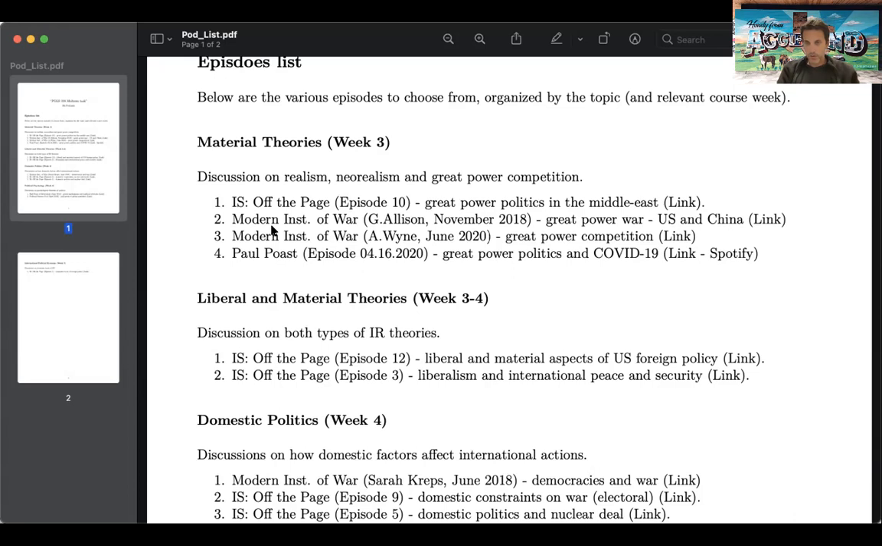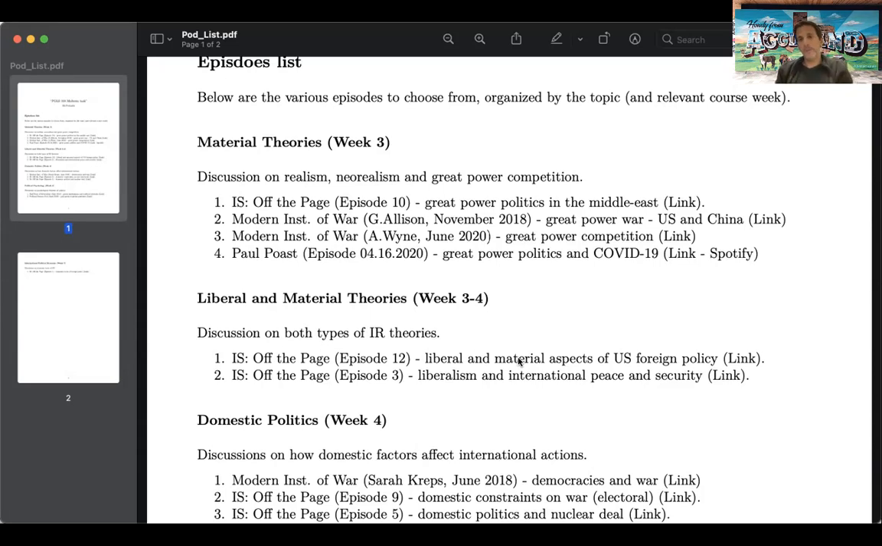So if you decided to talk about liberal theories versus material theories versus realism, you can take episode 12 of the IS Off the Page podcast, which talks about the liberal and material aspects of US foreign policy. You write about a page and a half about those two theories: the main arguments of the theories, the main expectations, the way that those theories explain the actions that states take in the international system.